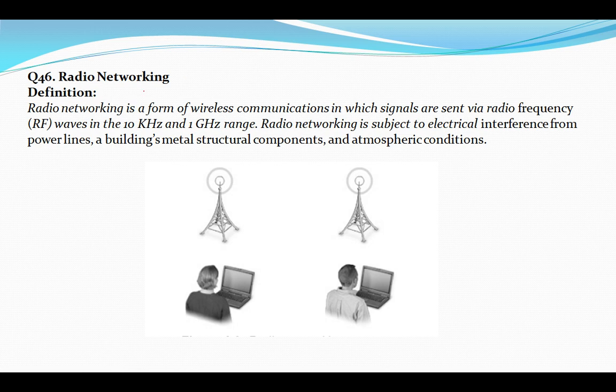Now, what do you mean by radio networking? Radio networking is a form of wireless communication in which signals are sent via radio frequency waves in the 10 kHz to 1 gigahertz range. Radio networking is subject to electrical interference from power lines, building material structure components and atmospheric conditions. So it's a kind of radio frequency communication. You will have one tower like this, and signals will come from there to users.